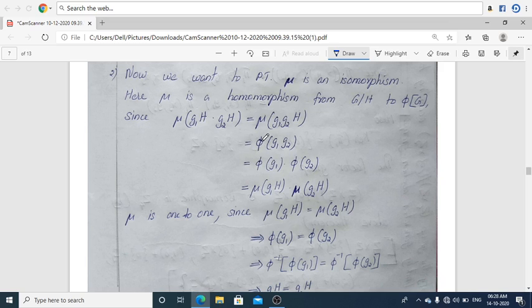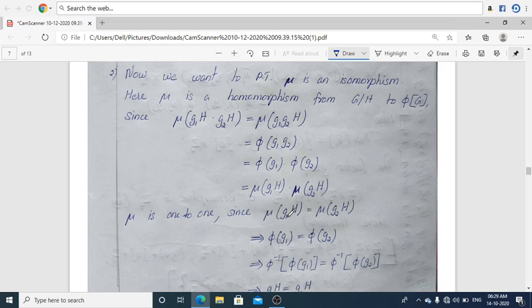That is equal to, again phi is a homomorphism, so phi of G1 G2 is equal to phi of G1 into phi of G2. Then phi of G1 is mu of G1H and phi of G2 is mu of G2H. So mu of G1H G2H is equal to mu of G1H into mu of G2H. So mu is a homomorphism, നമ്മൾ പ്രൂവ് ചെയ്തു. ഇനി again mu 1-1 എന്ന് പ്രൂവ് ചെയ്യണം.